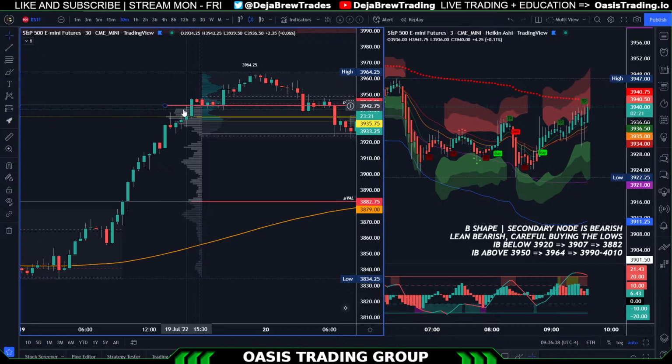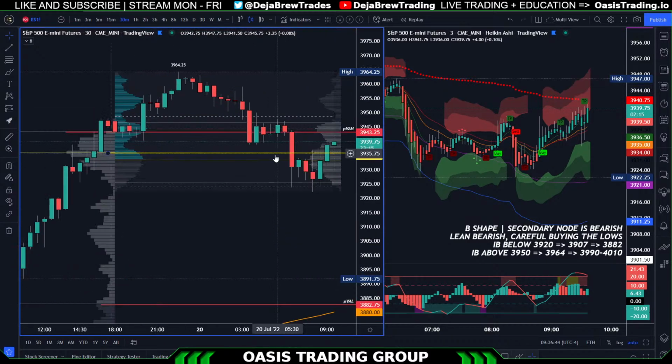Sadly, if we would have held on to it, we would have made probably about 20, 25 points, but we got trailed out. We were trailing with a pretty tight stop loss because there was a bunch of bear divs coming in on Delta and whatnot. So we got out for a little gain there. Let's see if we can find some trades this morning. Let me pull up the Delta chart for you guys.